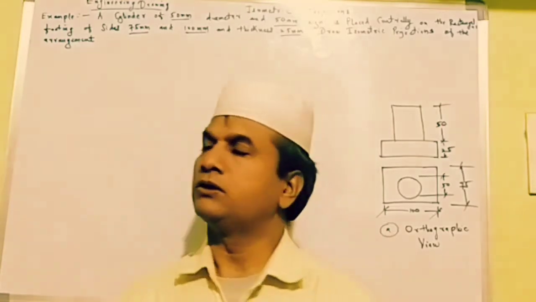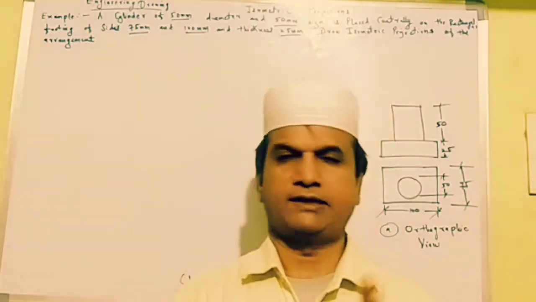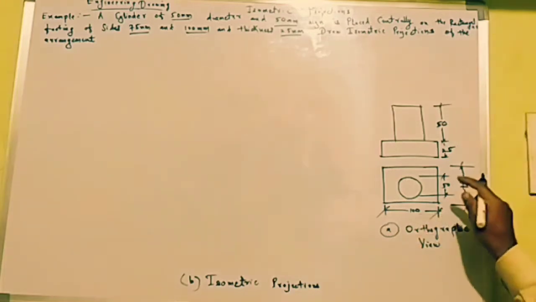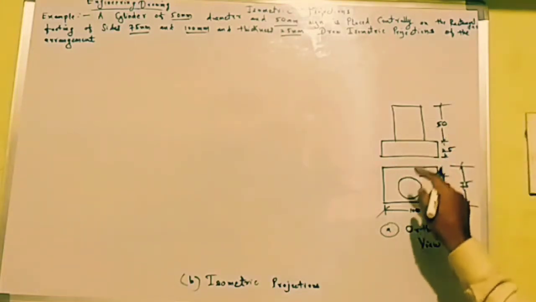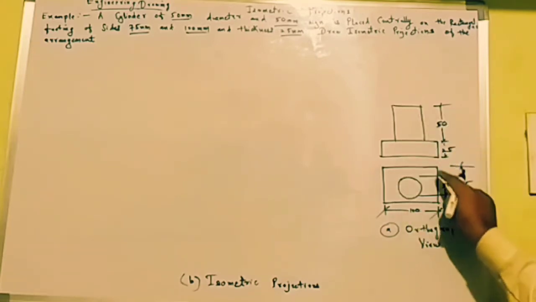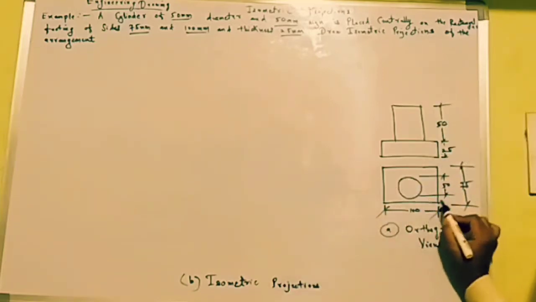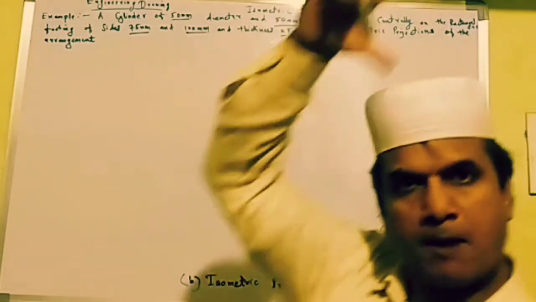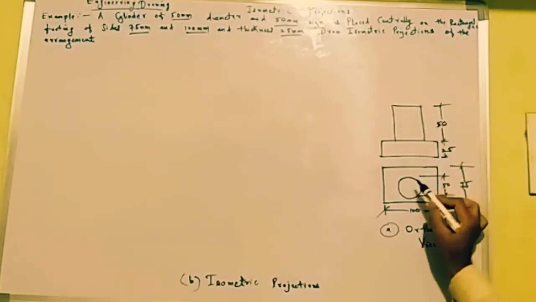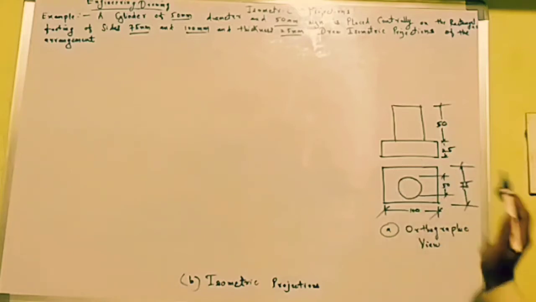Now before starting this solution, two more things I want to say. First of all, you can see here this is your front view and this is your top view. In this top view, if you see from the top, it will look like this. This hole you can see here, and this is our footing.